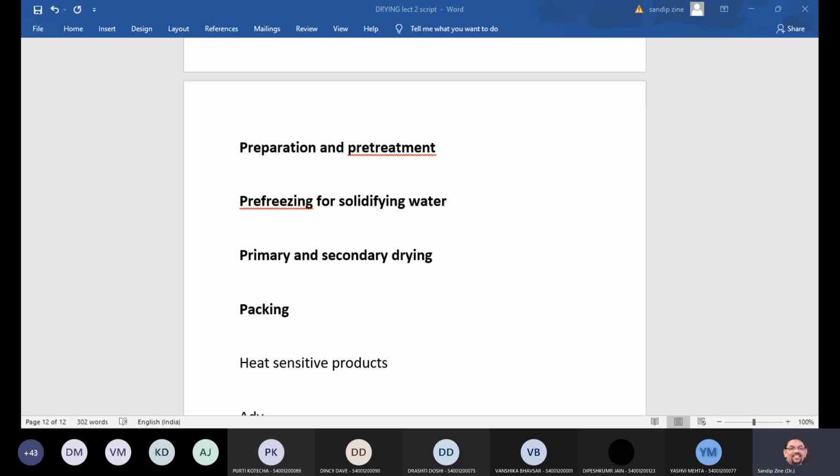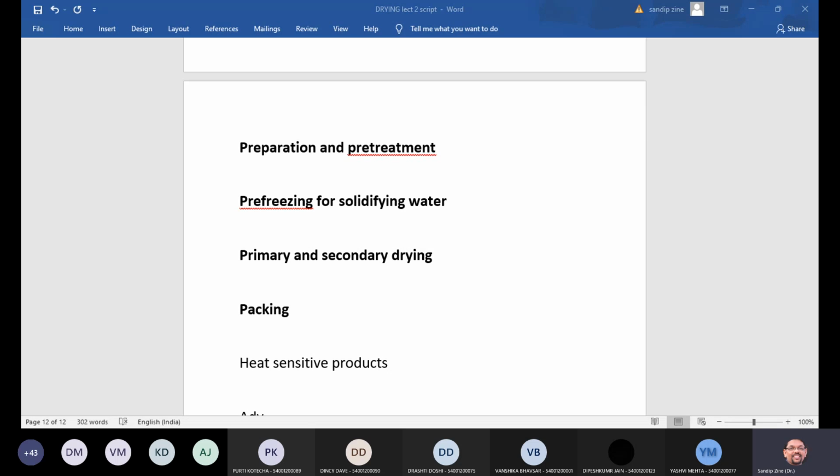Denaturation means what? Degradation pattern of the protein, isn't it? So that will not occur over here. Then loss of volatile material is less and sterility can be maintained in case of this dryer. And in disadvantages, we can always quote the process is very slow and expensive.